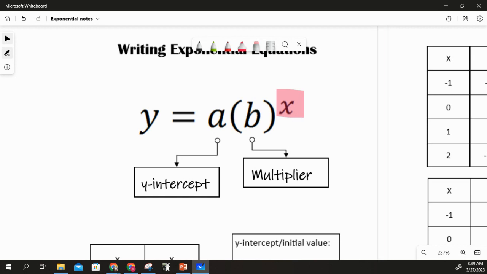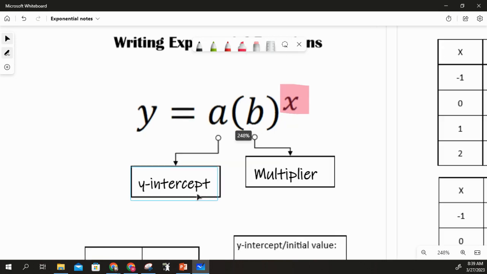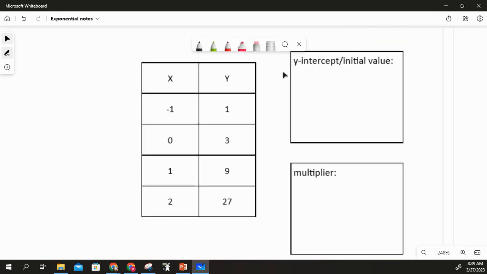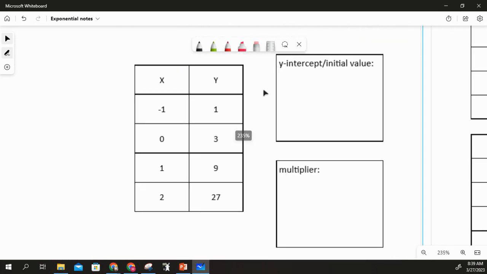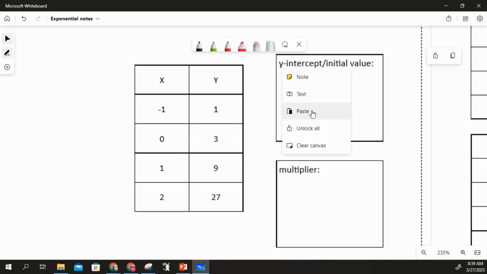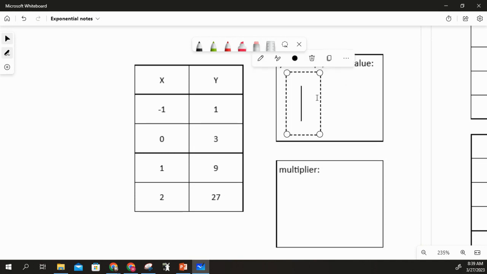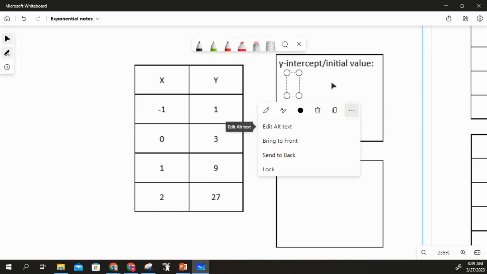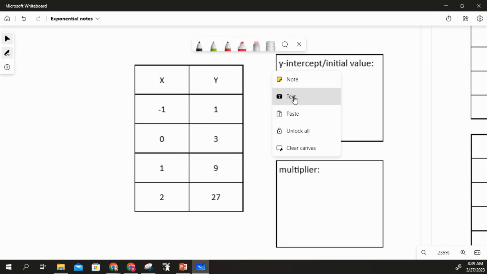So let's get a quick little example so you could start interpreting things. Down here, we got a chart. We're going to interpret a couple things from this chart. So first off, let's interpret our y-intercept or our initial value. So our y-intercept here, you guys are just not going to work with me here. You got to love technology, guys.